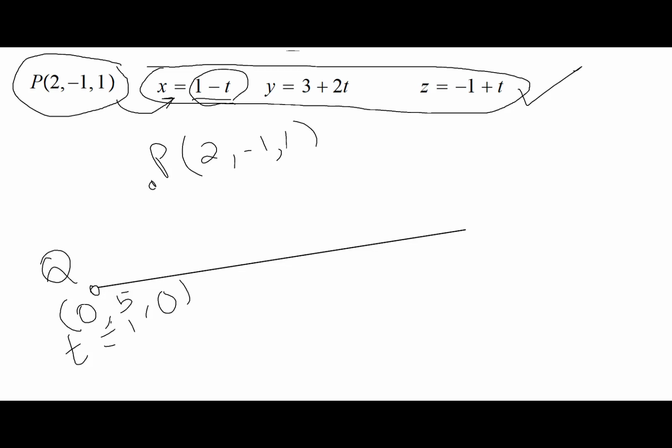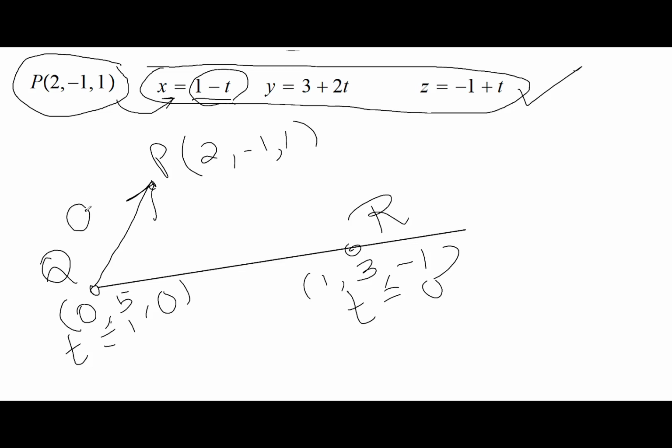So let's call this point Q, and let's now take t equals 0. I could have done that first. So I get (1, 3, -1). So let's call this point R. So now what we have is that we can create two vectors here. Let's let this be the vector B and this be the vector A.